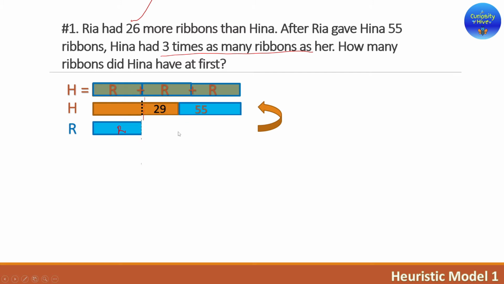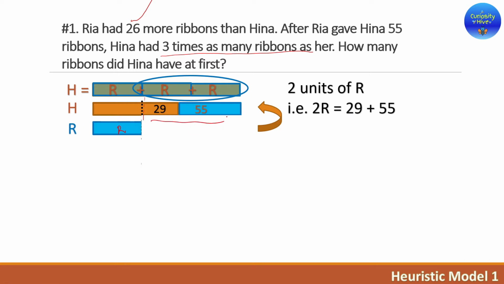So now let's look at both of these H bars. They are exactly the same. So you can notice that 2R, so 2 portions of R, is equal to this portion. Hence 2R is equal to 29 plus 55. When we add this together, we get 2R is equal to 84. And to find R, we need to divide 84 by 2. So we get R to be 42. That means these 2 empty blocks are 42.